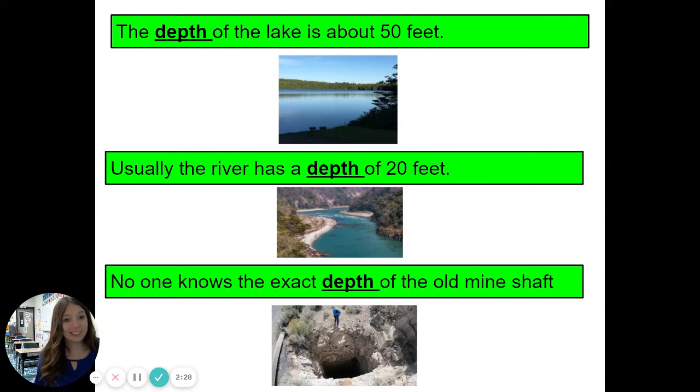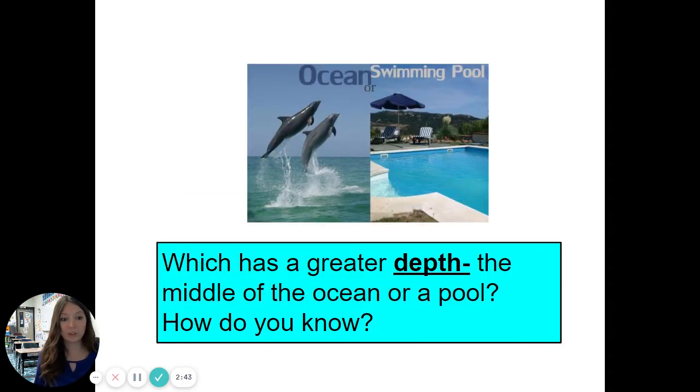Here are some example sentences. The depth of the lake is about 50 feet. Usually the river has a depth of 20 feet, and no one knows the exact depth of the old mine shaft. Depth is the word. Your question is, which has a greater depth? Remember, that means the deepness. The middle of the ocean or a pool? How do you know? Use the word depth in your answer. Which one has a greater depth? Pause the video.